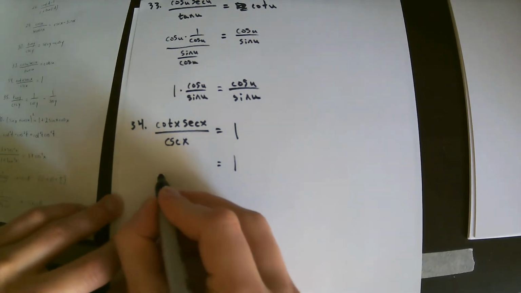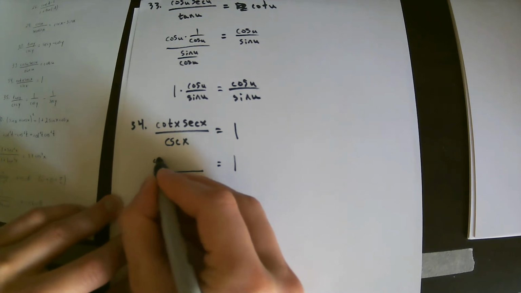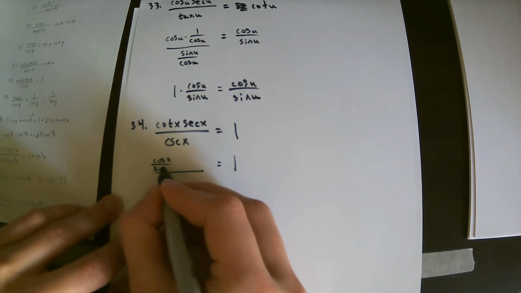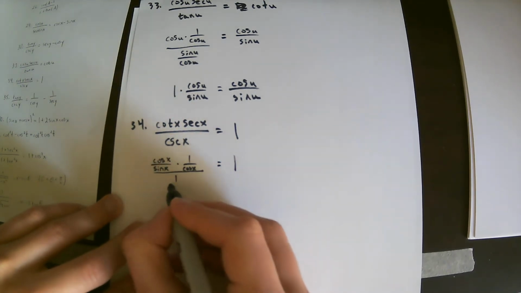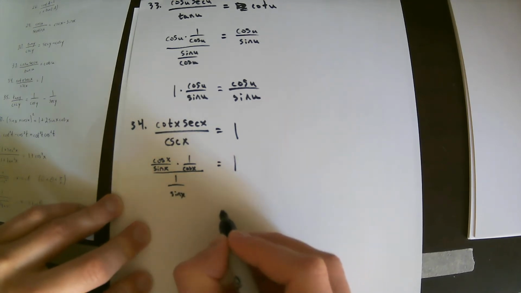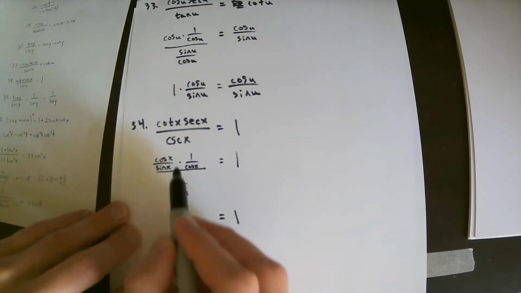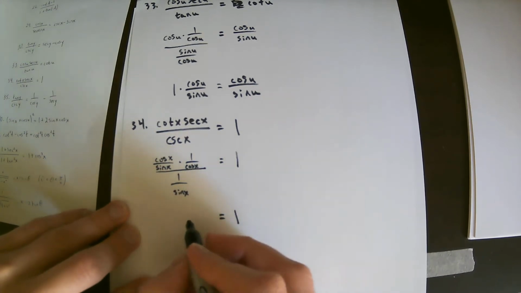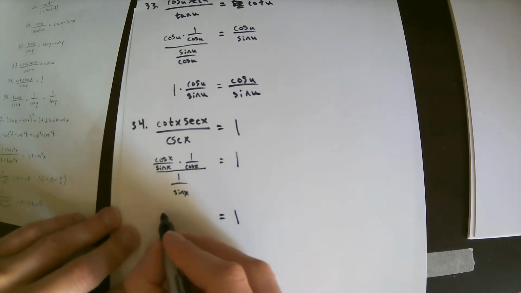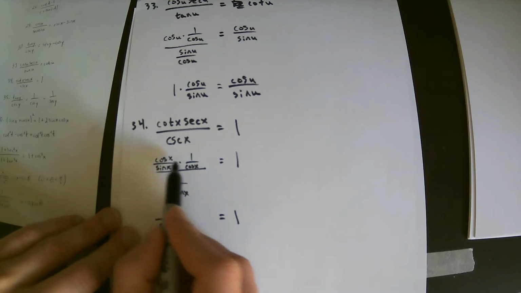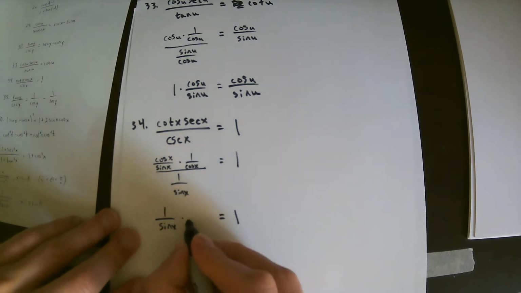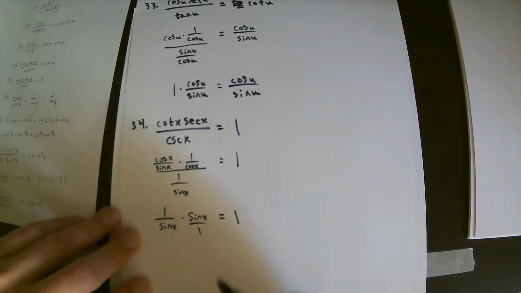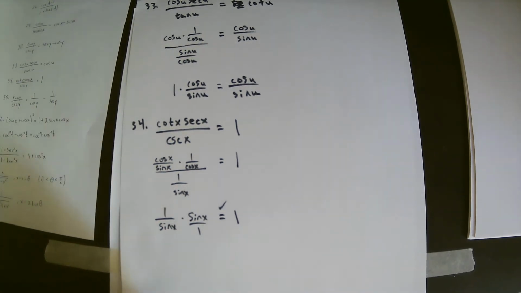Cotangent times secant. Alright, so here's my fraction bar. Cotangent is cosine over sine, times secant is 1 over cosine. And cosecant is 1 over sine. Alright, so it looks like a mess, but let's see what happens. Cosine and cosine cancel, and I'm going to have in the top 1 over sine x, because cosine and cosine cancel. Then I'm going to flip this fraction and multiply instead of dividing by it. So I'm just going to have sine x over 1, but that works, because everything cancels and I'm just left with 1.